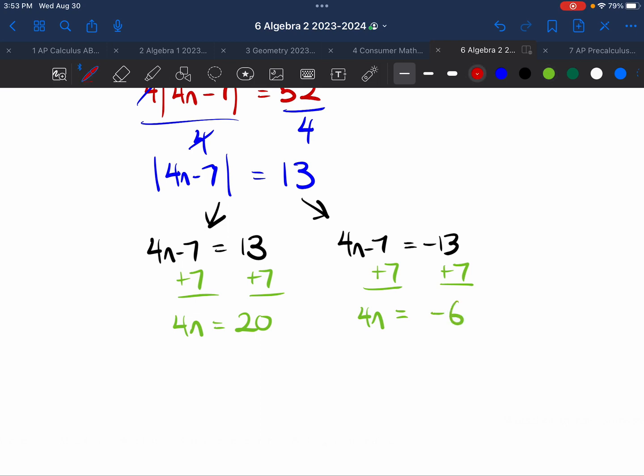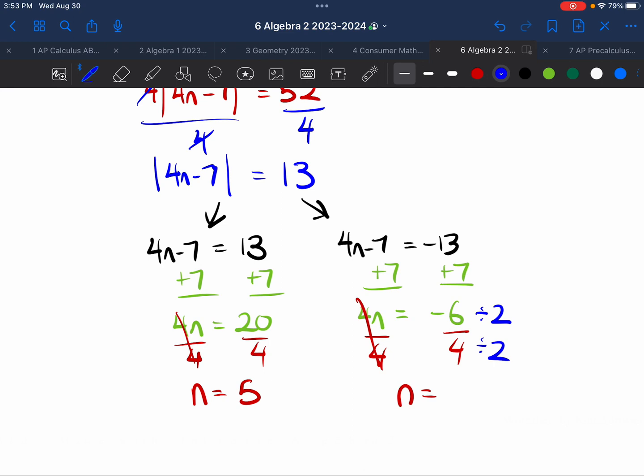Then I'm going to divide each of them by 4. That gets rid of 4 and 4, leaving you with n is equal to 5 in one case, and n is equal to, we can reduce, we can divide both the top and bottom by 2, and you get negative 3 over 2. It's going to be negative 3 over 2. For our final answers, 5 and negative 3 halves.